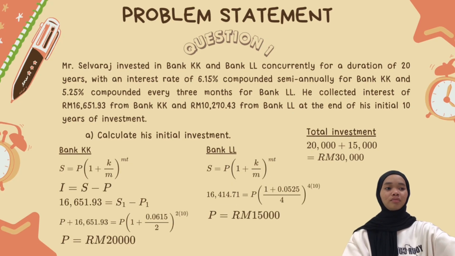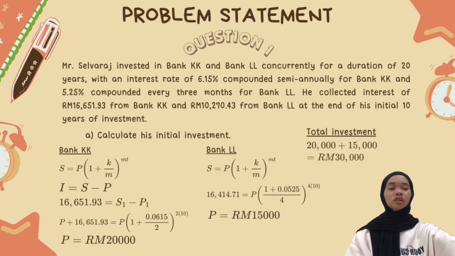Calculate his initial investment for Bank KK. I equals S minus P. I stands for compound interest, S for future value, P for present value. 16,651.93 equals S minus P. 16,651.93 equals P (1 plus 0.0615 over 2) to the power of 2 times 10. P is 20,000 ringgit.